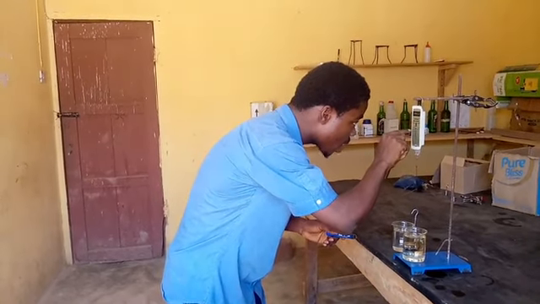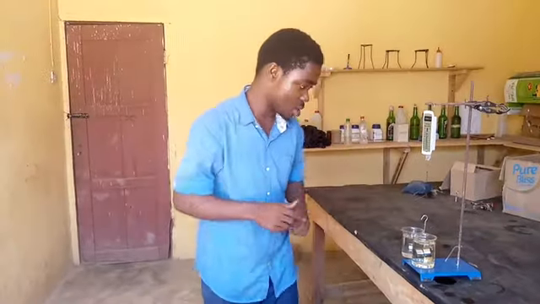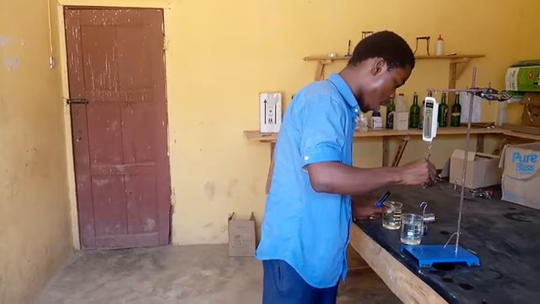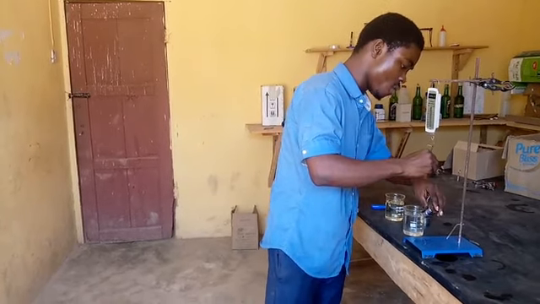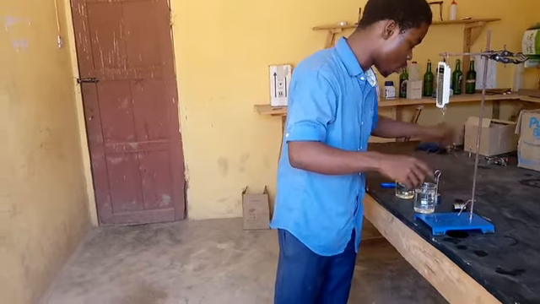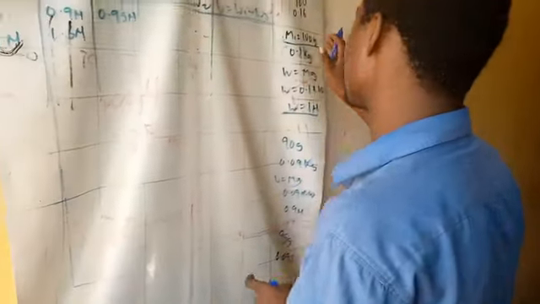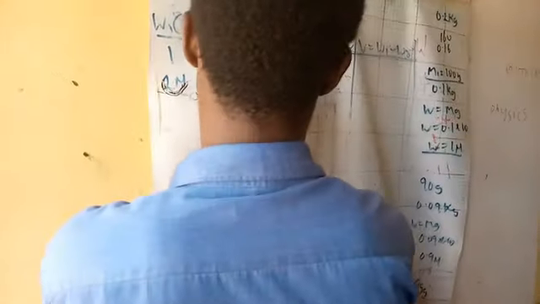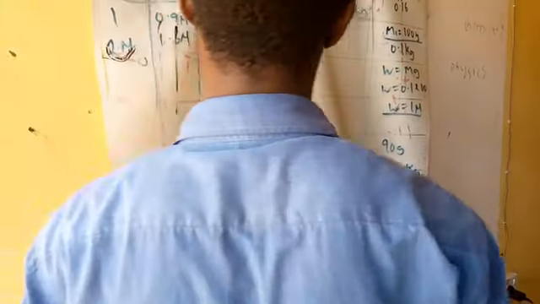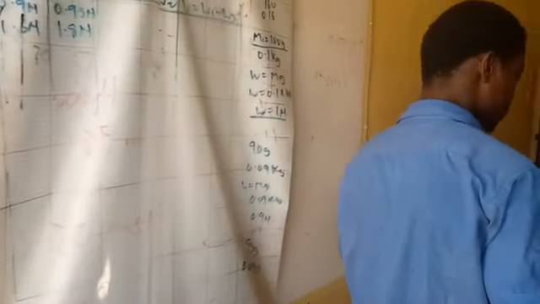This is 180. So we can remove it. That's 180 grams. So you convert the 180 gram into kilogram. That's what we are going to divide by 1000. So that's 0.18. Multiply by 10. That's 1.8. So I have 1.8 Newton.